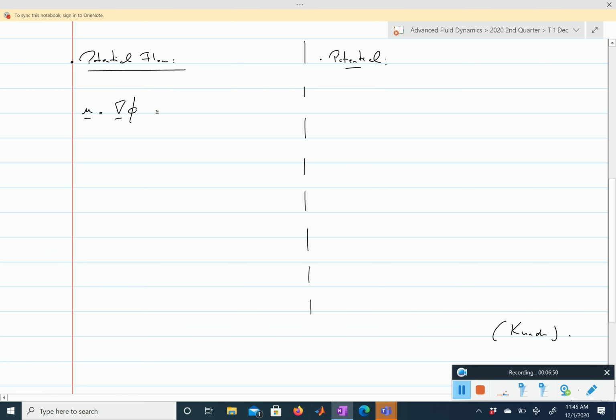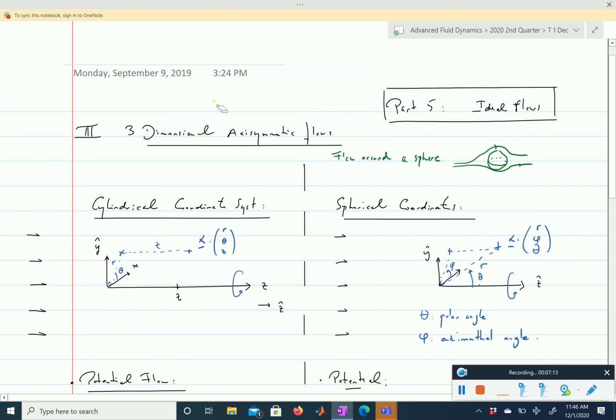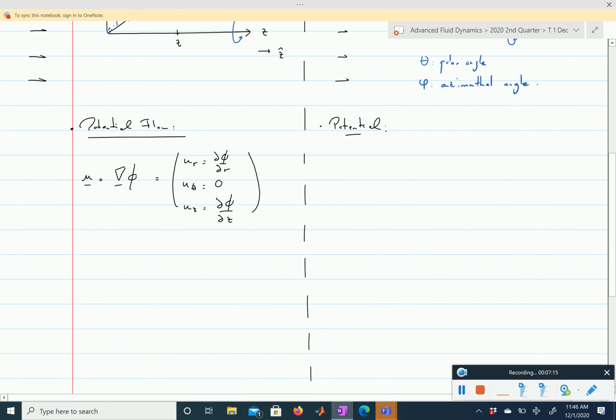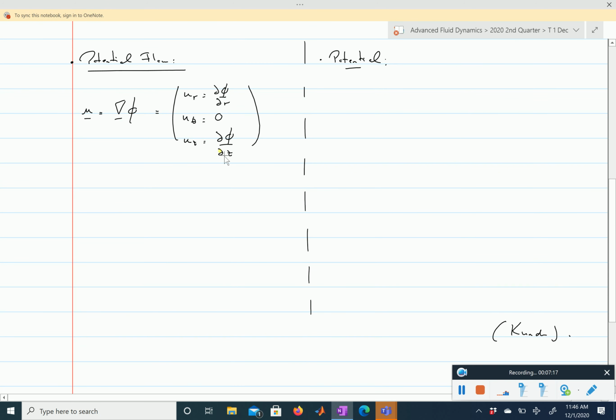And of course, we have to take the gradient now in cylindrical coordinates. So we have three components. We have the component in the r direction, the component in the theta direction, and the component in the z direction. And the component in the theta direction here is equal to 0, because we have axisymmetry. So the component in the r direction is simply dφ/dr, and the component in the z direction is simply dφ/dz. That is for the potential.